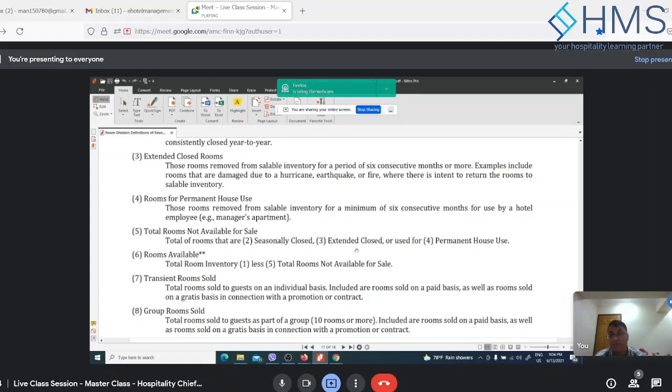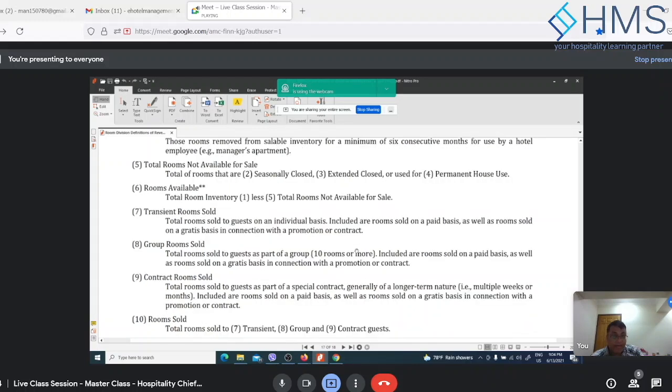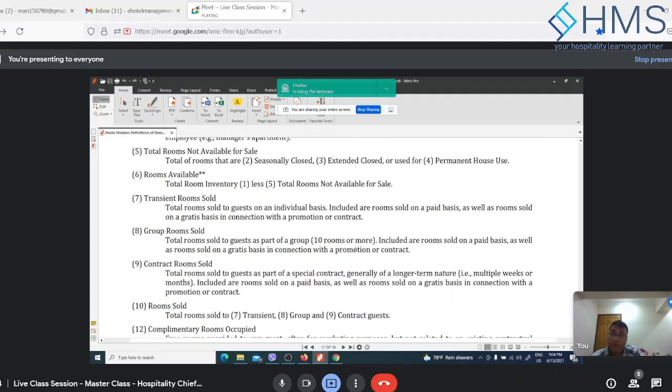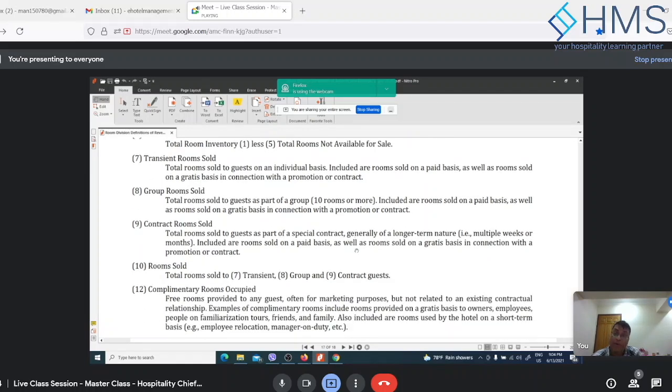The other rooms will be part of your inventory, whether it's out of order for 1 month or 2 months or 10 months, doesn't matter. And then you have the rooms sold, which will be actual rooms sold, but the only exception is if a complimentary room is given as part of a contract or a paid contract, then it will be considered in the rooms sold. Otherwise it will not be considered as a room sold, and the occupancy statistics will be calculated accordingly.